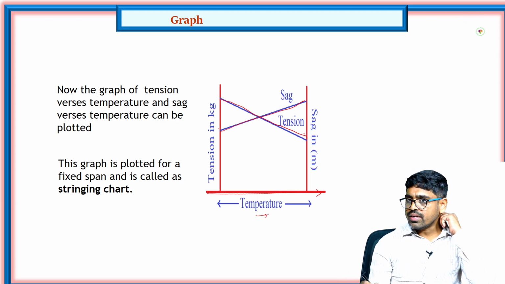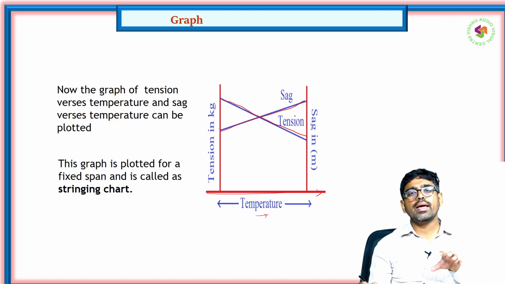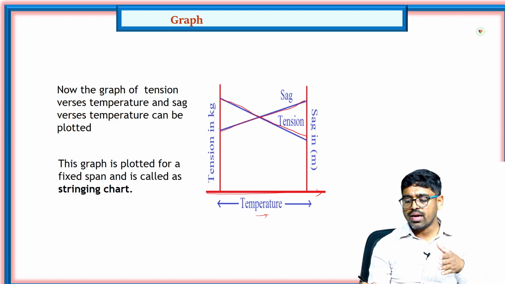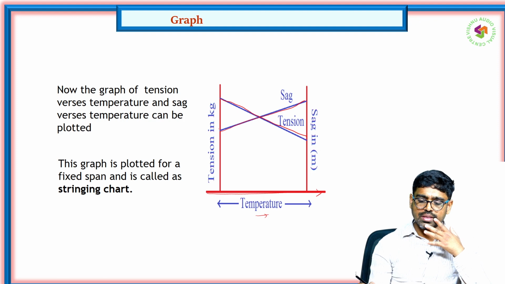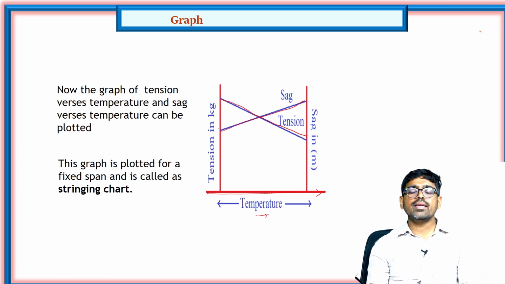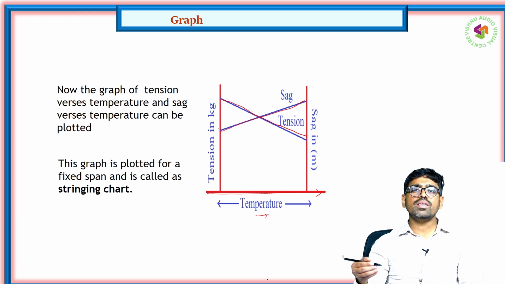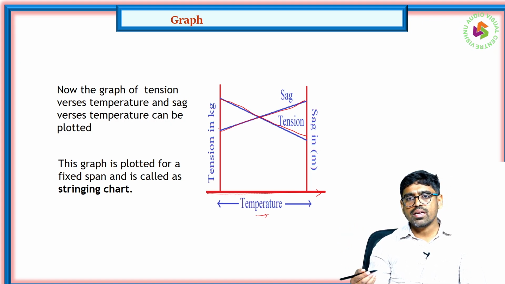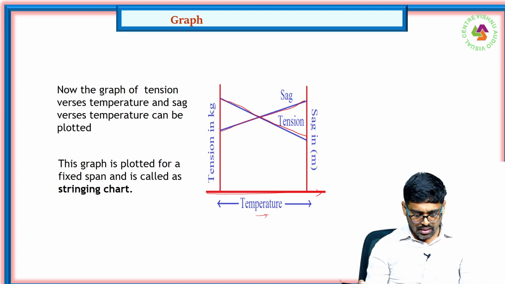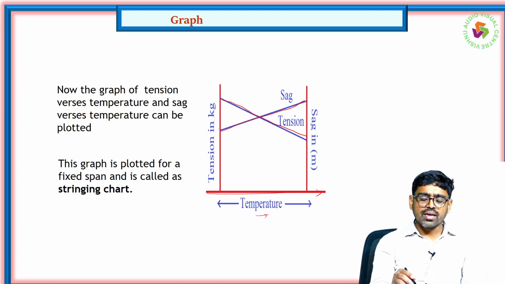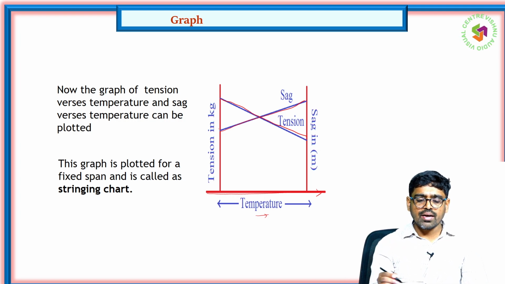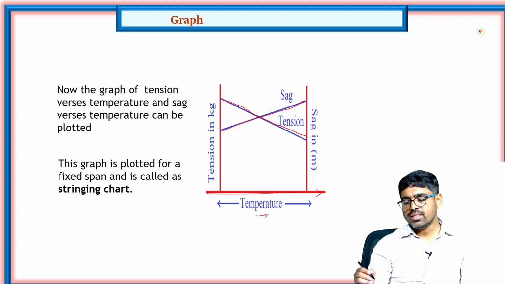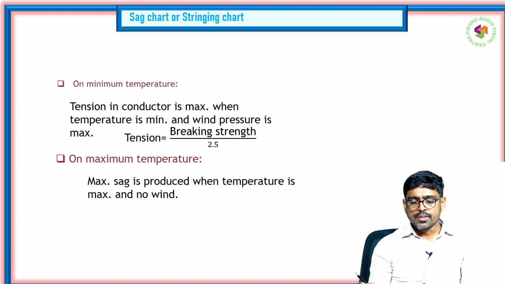So if you are designing a transmission line at 25 degrees temperature with this sag, we can calculate how much tension there is. Later, if the temperature is, say, 40 degrees or 10 degrees, we can calculate the effect on sag and tension of the transmission line. And the graph of tension versus temperature and sag versus temperature can be plotted for a fixed span, and it is called a string chart.